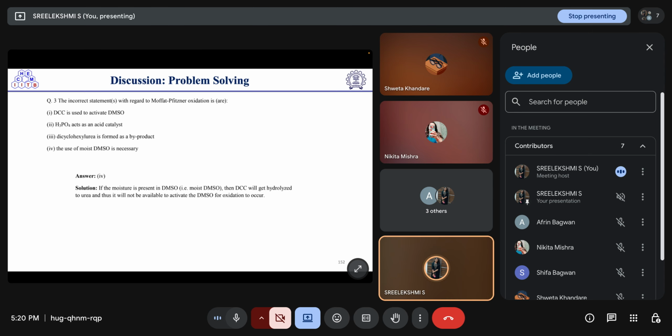So the correct answer is option 4. The use of moist DMSO is necessary. It's not like that. We need to use moisture-free conditions for carrying out all these oxidation reactions. So that is a wrong statement: the use of moist DMSO is necessary.